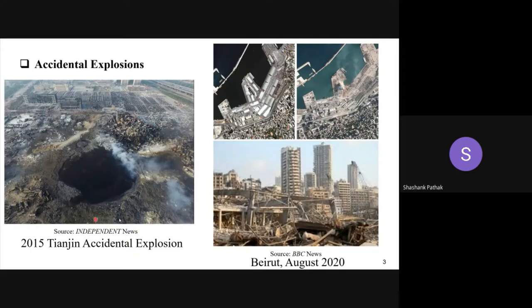Earlier there was a very big petrochemical factory, and then there was a very significant explosion, and now you can see what has happened. Such situations can lead to very devastating damage and economic loss, human loss, and loss to the surrounding structures also. This is again the damage shown during the Beirut explosion. You can see all the buildings are completely devastated.